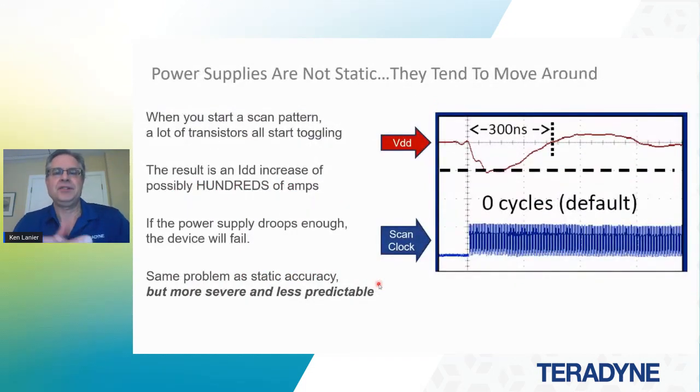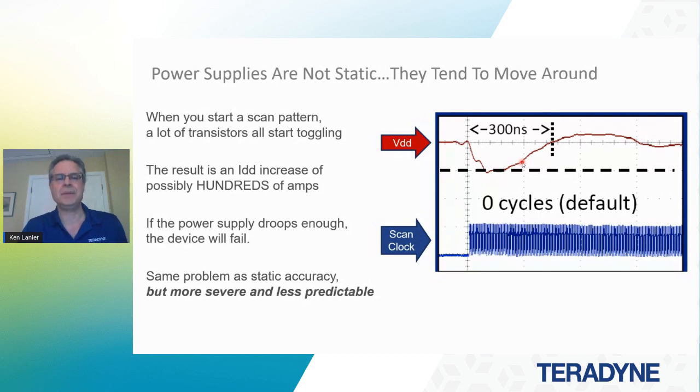on. Now, I said there's a static problem, static accuracy. Well, there's a second problem, is that the power supplies are not static. They tend to move around. And that's because the amount of power the device draws will simply vary based on what it's doing. So if you were to start a scan pattern, pretty simply what happens is if you start flipping all these transistors at once, the power supply, the IDD is going to have a certain inrush, and the resultant VDD will go down slightly. So this inrush, depending on the device, it can be hundreds of amps. And if the power supply droops enough, even if it's momentary, the device can fail.